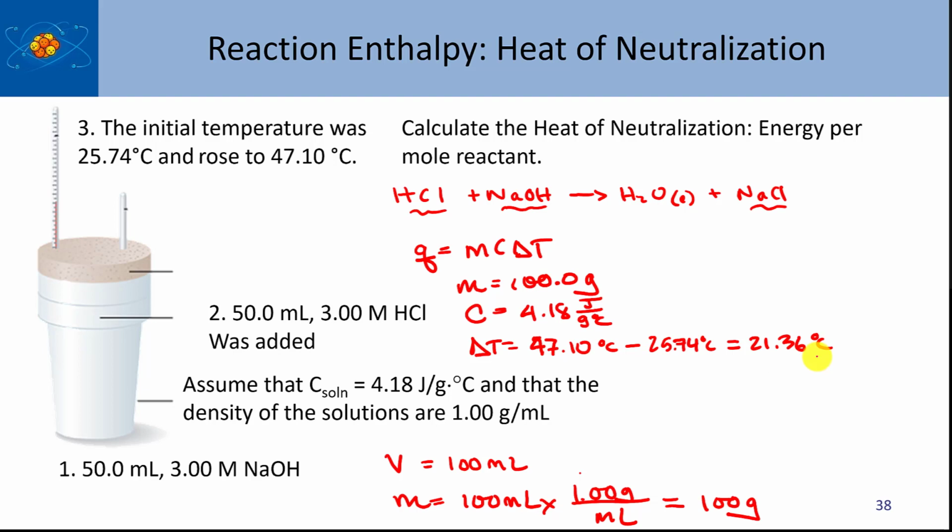Now, I can plug all these values in to the variables in the equation, and I'll get 8,928.48 joules. I have three significant figures, so really that's my last significant figure, but I won't round yet. I want to finish my calculation first.